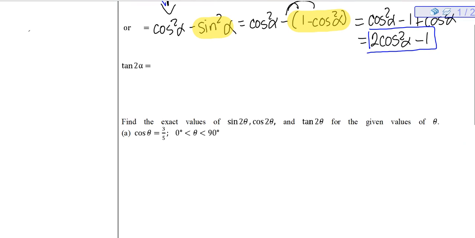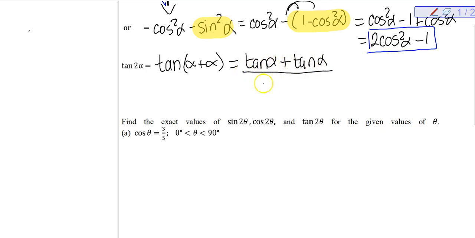Tangent of 2 theta. So back to the logic of taking the sum of 2 angles for the tangent of the sum of 2 angles. We can take 2 alpha and split it into alpha plus alpha and use our formula for the tangent sum of 2 angles, which would be tangent of the first angle plus tangent of the second angle over 1 minus tangent of the first angle times tangent of the second angle. That's our formula from yesterday. But that's just a lot of extra work.